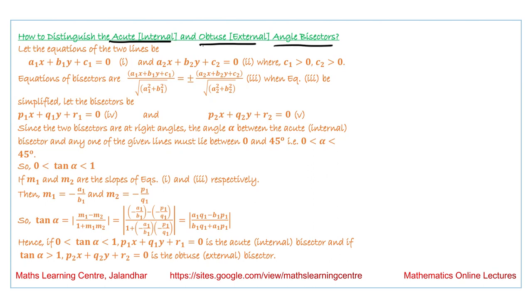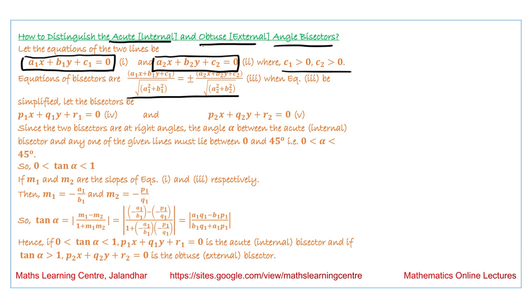So we have two equations: one is a1x plus b1y plus c1 equal to 0, and the second is a2x plus b2y plus c2 equal to 0, where c1 and c2 are greater than 0. Then we have the equations of the bisectors, and in simplified form these two equations are written in this form. We cross multiplied these terms and named the new coefficients p1, p2, q1, q2, and r1, r2 are the constants.